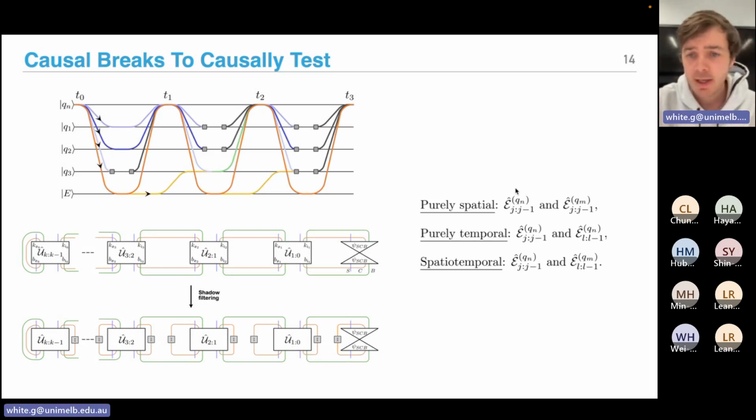So we could look at different marginals of the process tensor. We could look at different dynamical maps on different qubits at the same time, and this would allow us to identify spatial correlations. If we looked at a single qubit at one time and a different time, that would give us temporal correlations. And if we looked at a single qubit at one time with a different qubit at a different time, then this is spatiotemporal correlations. So, correlations which persist between space and time.